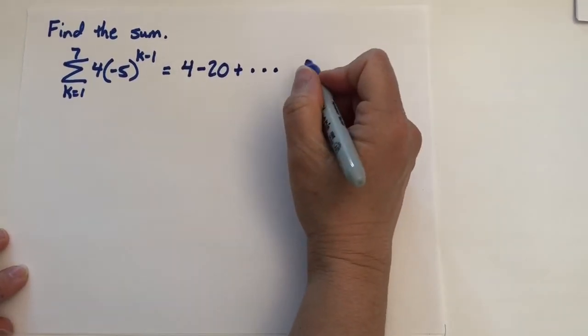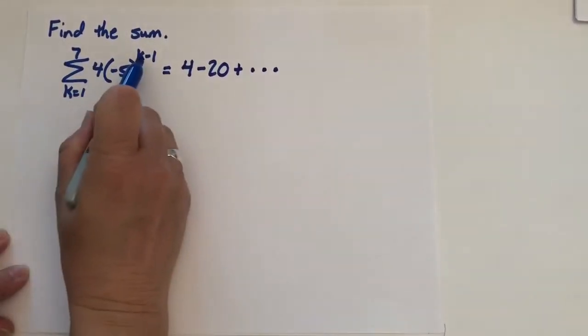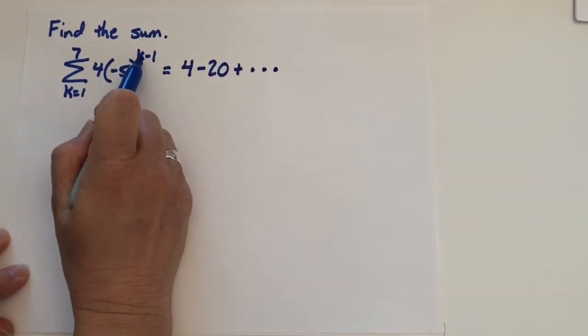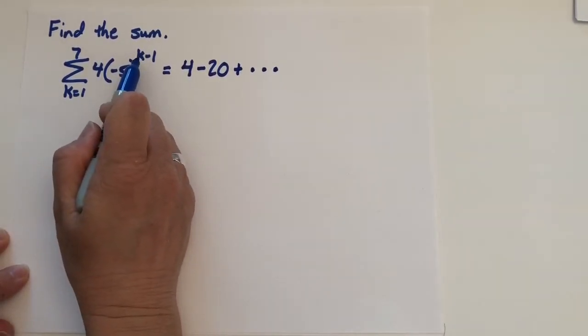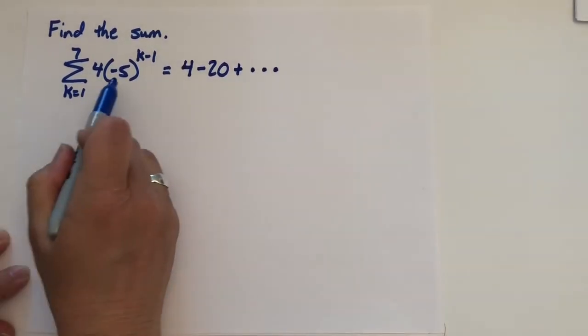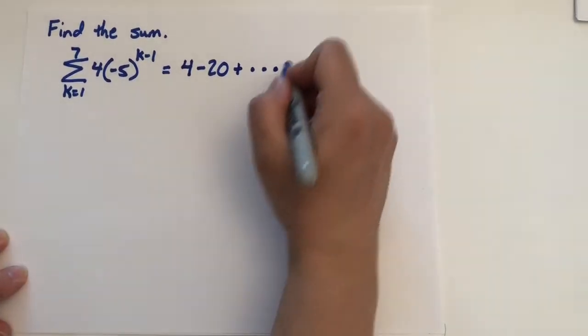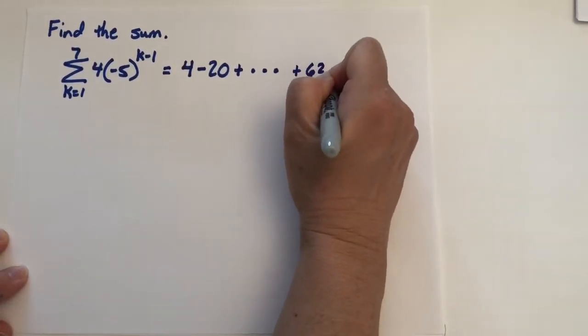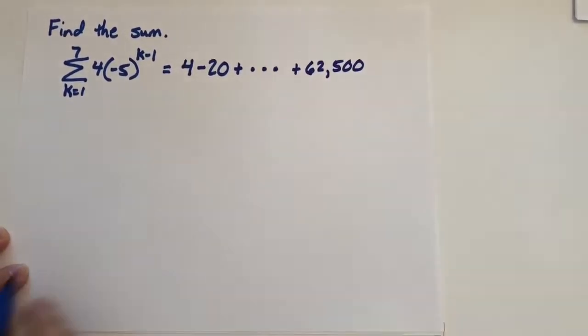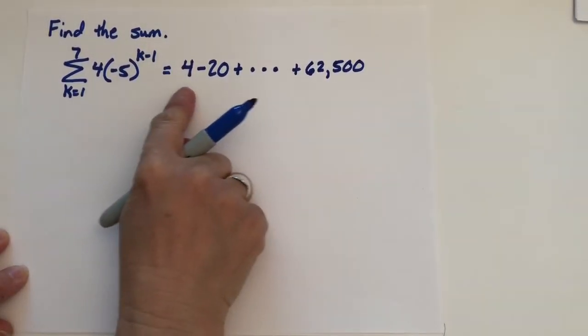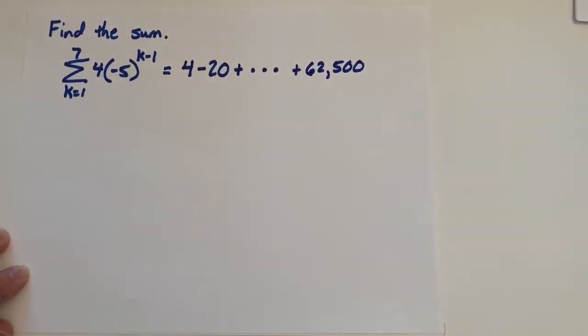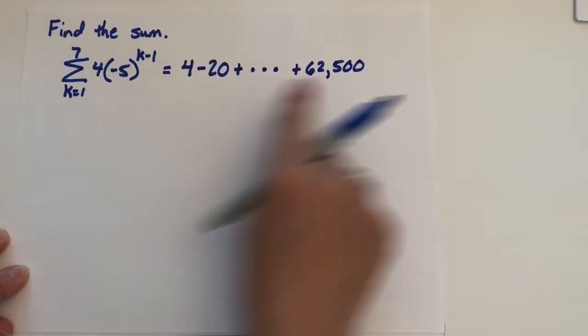Let's put in the last value of k equals 7. Negative 5 would be raised to the 6th power. And of course, that would mean we'd have a positive value. And you can punch that in your calculator, and you'll find that you get 62,500. Again, it's not necessary to write these terms out. I just like to do that. It just gives me a better sense of what I'm doing and what I'm looking for. I'm looking for this sum.